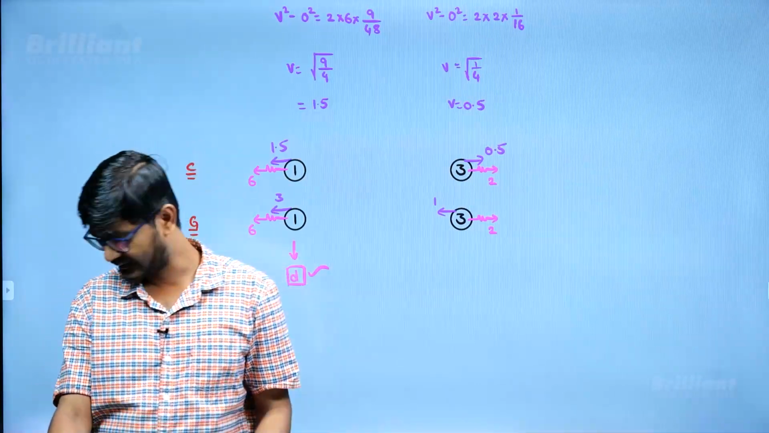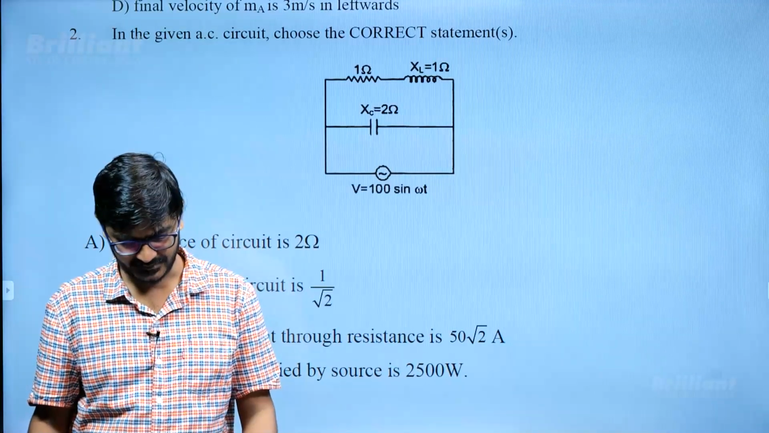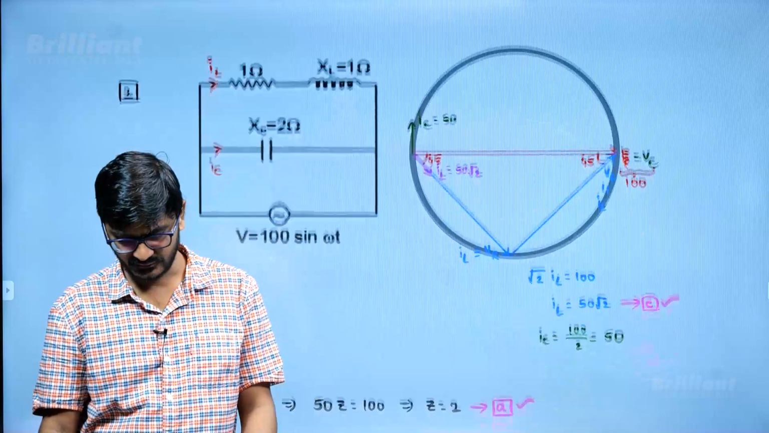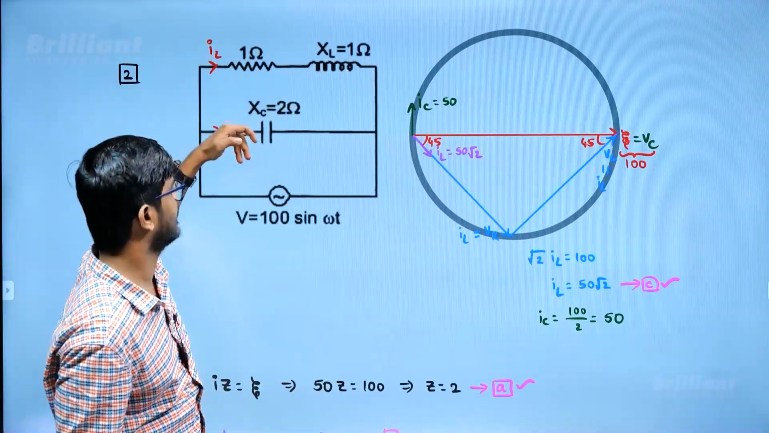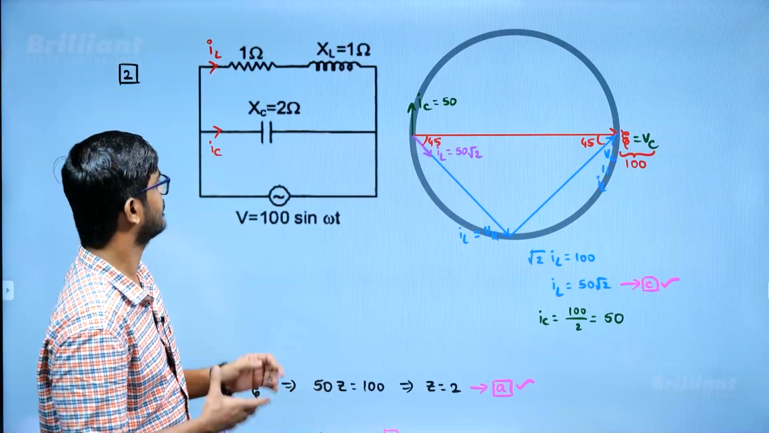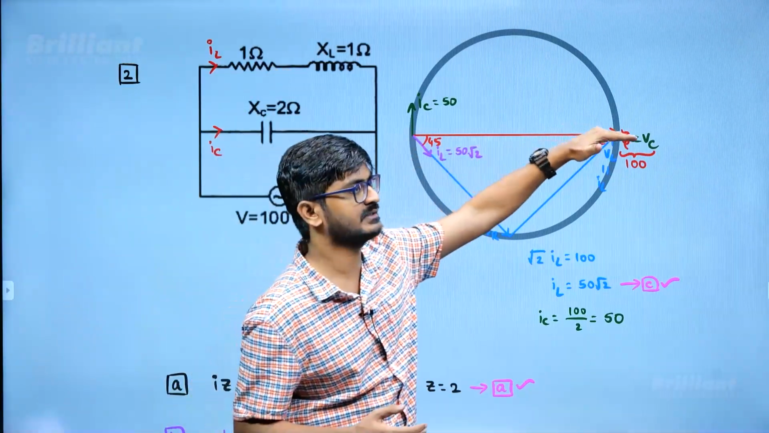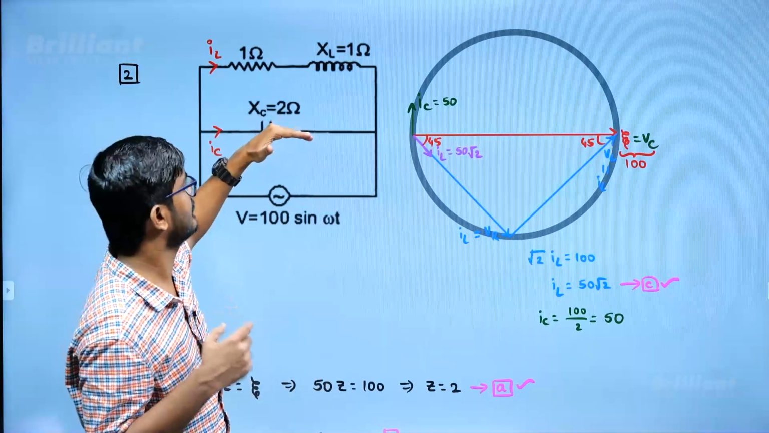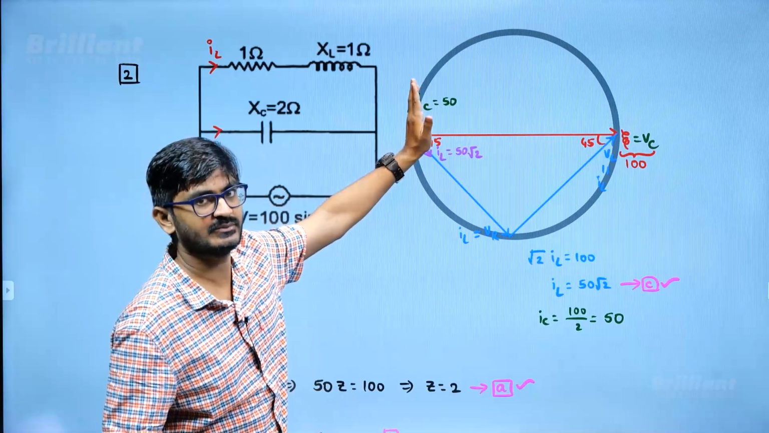Yes, that is correct. In the next question, in the given AC circuit, choose the correct statements: impedance, power factor, peak value of current, and average power supplied. So what you will be doing is drawing the phasor. I will be taking current in this one as IL, where inductor is there. This current is IC. Thereafter, I have drawn the phasor diagram by taking the voltage as reference. These two are in parallel, right? So if I take voltage as reference, then the current in the capacitor will be leading the voltage by 90 degrees.